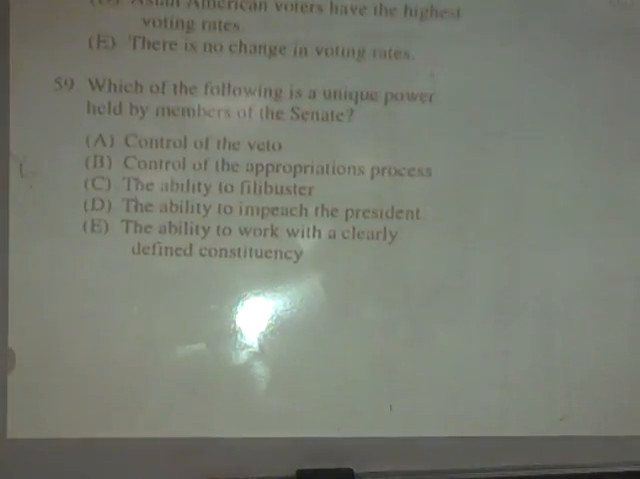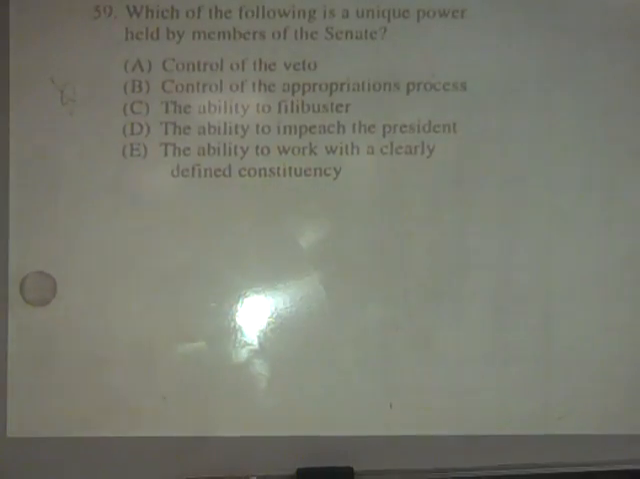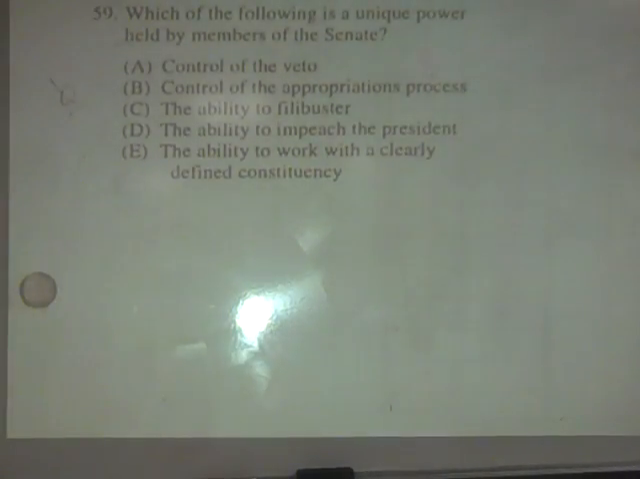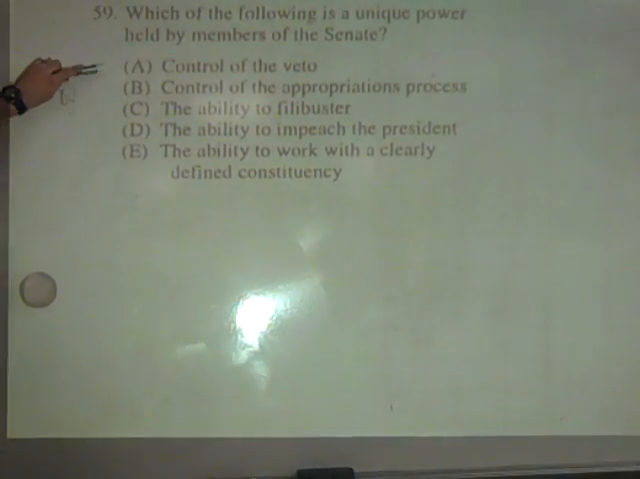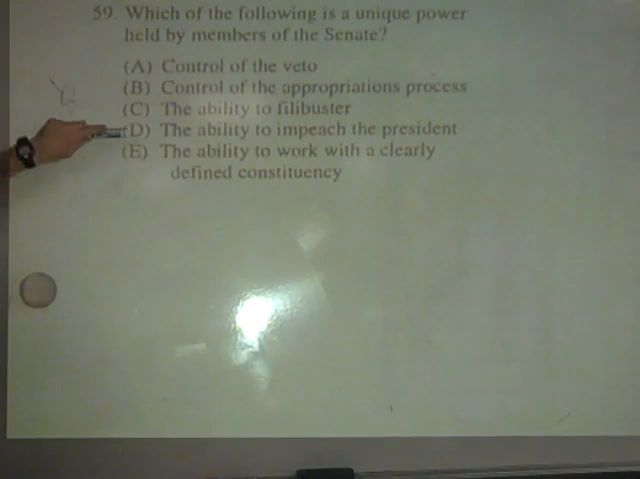And as we get towards the end here, the questions, like we say, tend to get more challenging, more obscure sometimes. Which of the following is a unique power held by members of the Senate? This is number 59. The Senate controls the veto? No, the president does. I bet it's filibuster. That's their main, unique power. We'll see. Control of appropriations. Remember, both sides have spending power. Filibuster. That's the answer.